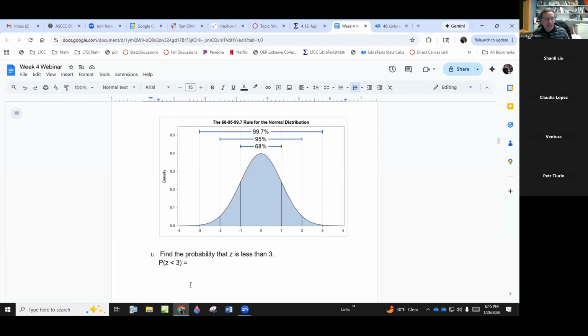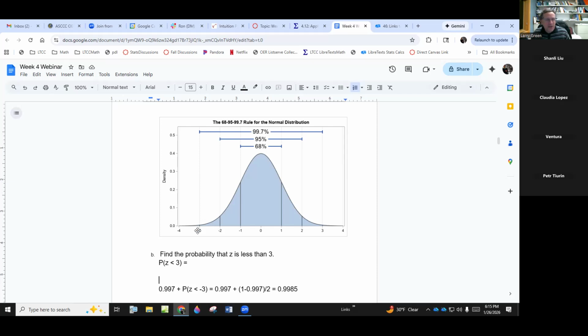Okay, I don't see y'all jumping in, so let me show you the strategy. It's not quite 0.997 over 2, because 0.997 over 2 would be that z is between 0 and 3. Do you see? Because 0.997 is between -3 and 3. Divide by 2, that'll be half of that, between 0 and 3. But we want the probability that z is less than 3, which is all the way off as far left as you can go, past -3.